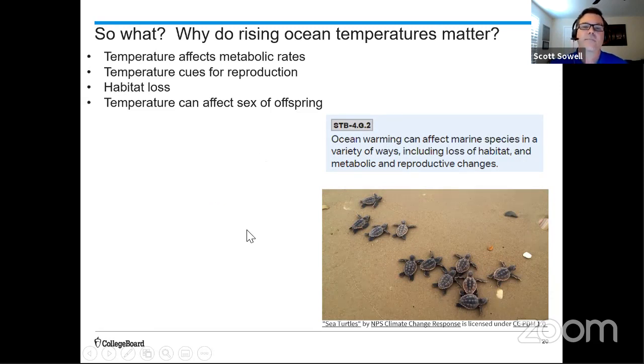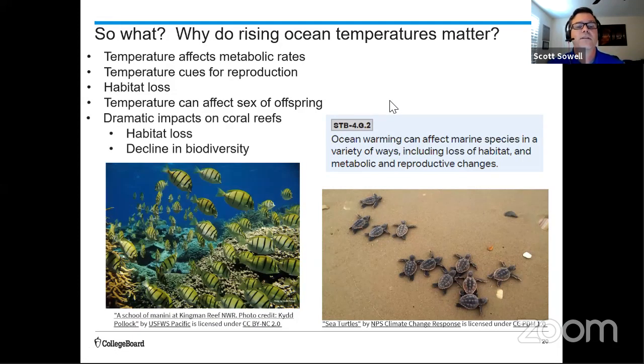So it can affect metabolic rates. It might be altering when certain species reproduce. Sometimes those cues for spawning are temperature related. Habitat loss, we'll talk a lot about that today in terms of coral reef, but also temperature can affect the sex of an offspring. Sea turtles, for example, their determination of male or female can sometimes be affected by temperature.